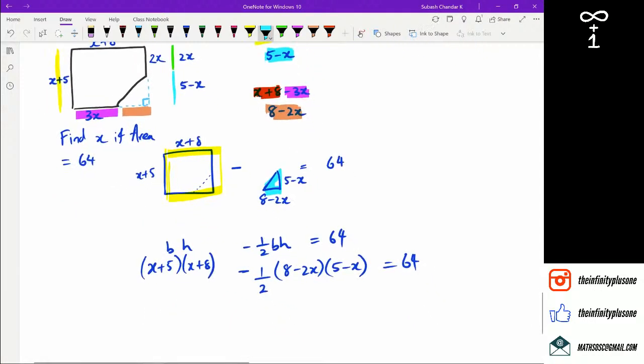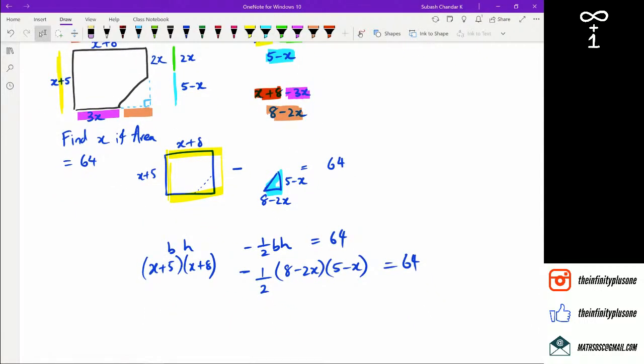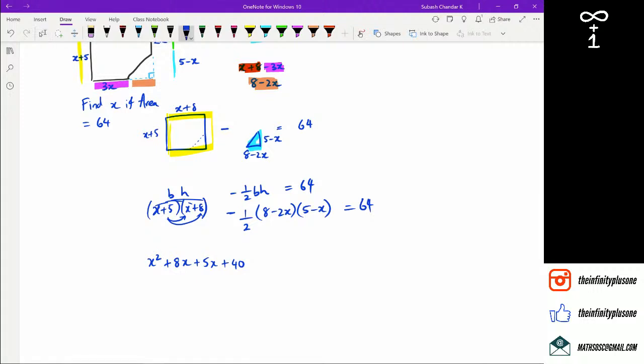But what we are going to do is expand the brackets and simplify, getting it to a quadratic, solve the quadratic, and then we are pretty much done. So the first one is we're going to expand the bracket. We've got x times x, which is x squared. X times 8 is 8x. 5 times x is 5x. And then 8 times 5 is 40. I'm going to simplify this really quickly on this side, so I get x squared plus 13x plus 40.